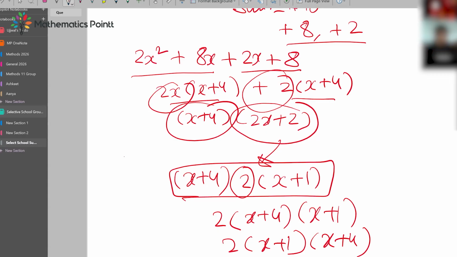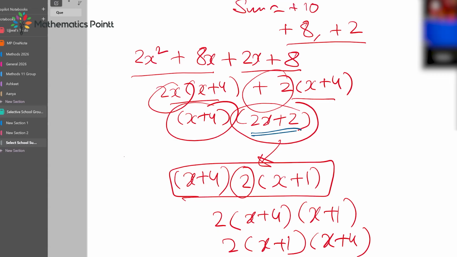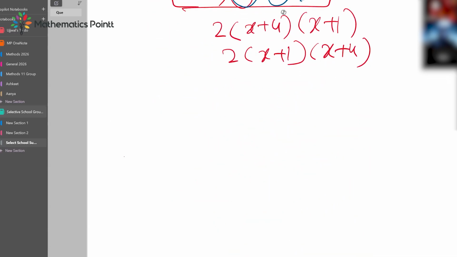Someone asked me here, how's x plus 1? If I pull out 2, what's remaining here? Just the x. And I pull out 2, what's remaining with 2? Just the 1. x plus 1, simple. Any dramas, anyone? This is grade 9 stuff, right? This is all grade 9 that we are doing. All right.